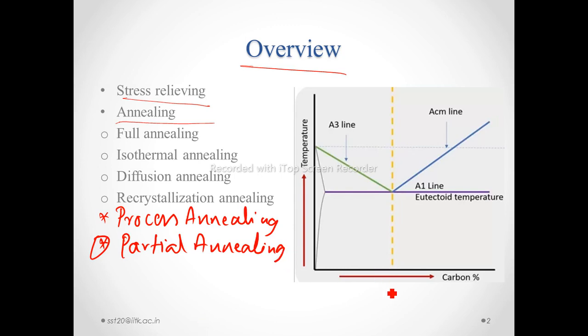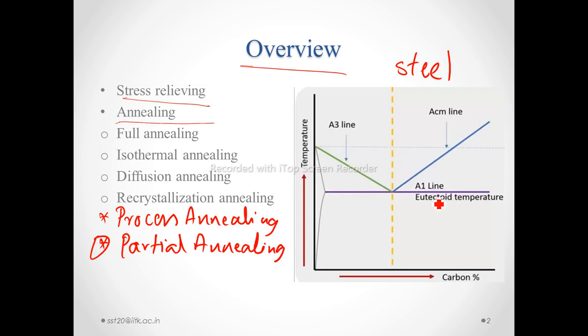Before getting into the heat treatment process, I am explaining the basic terminologies that we are using. I think everyone knows what this phase diagram is. This is the iron carbon phase diagram. That is the steel portion. This is the A3 line. This is nomenclature, I will explain. So A3 line, ACMS line, and A1 line.